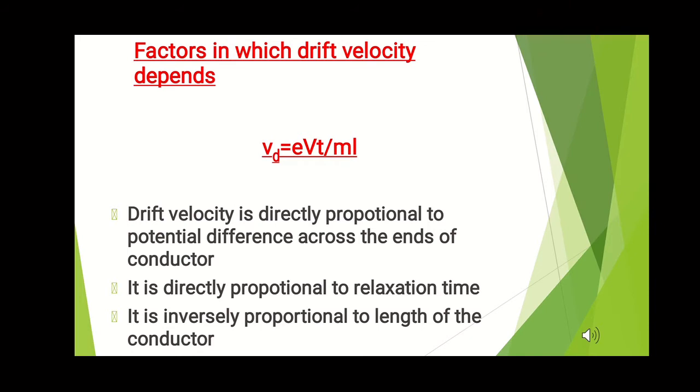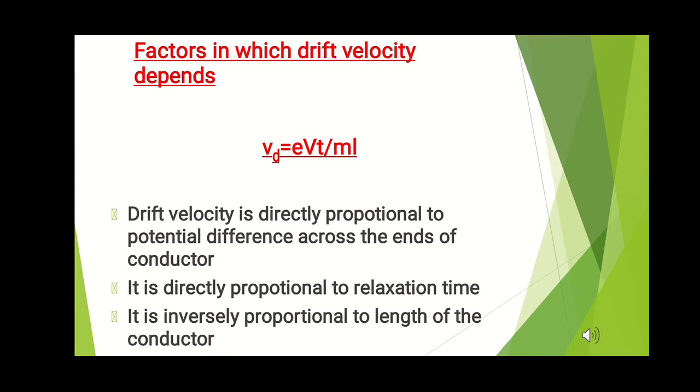Now if you see the formula of drift velocity, we find that the potential difference is in the numerator. So we can write that the drift velocity of electrons is directly proportional to the potential difference applied across the ends of the conductor. I will repeat it again: the drift velocity of the electrons is directly proportional to the potential difference applied across the ends of the conductor. If we increase the potential difference, the drift velocity of electrons will increase.